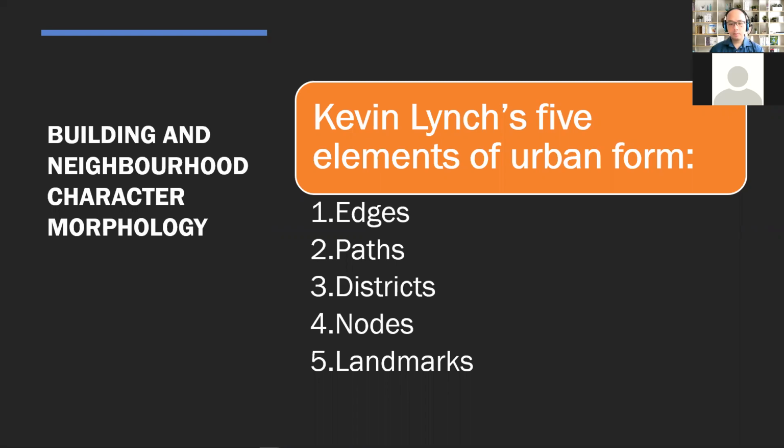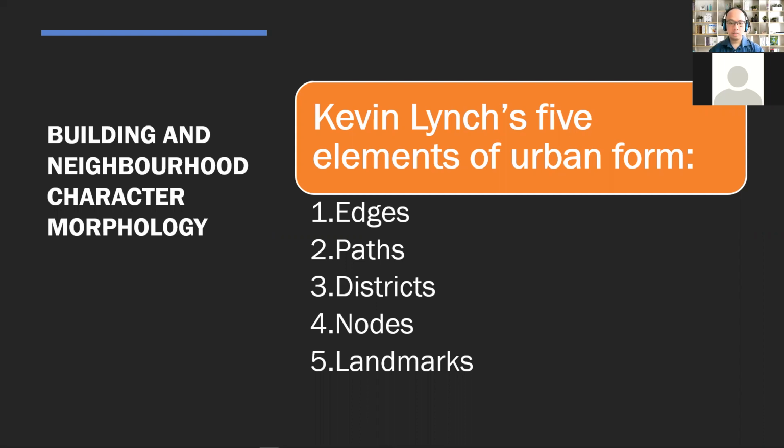And then the five elements of urban form are edges. Now, edges include shoreline, streets, and perhaps even major changes in land use. So residential and commercial, where residential use ends and commercial begins, that's an edge. Paths, that's pretty self-explanatory. Streets and major walkways or bike paths.